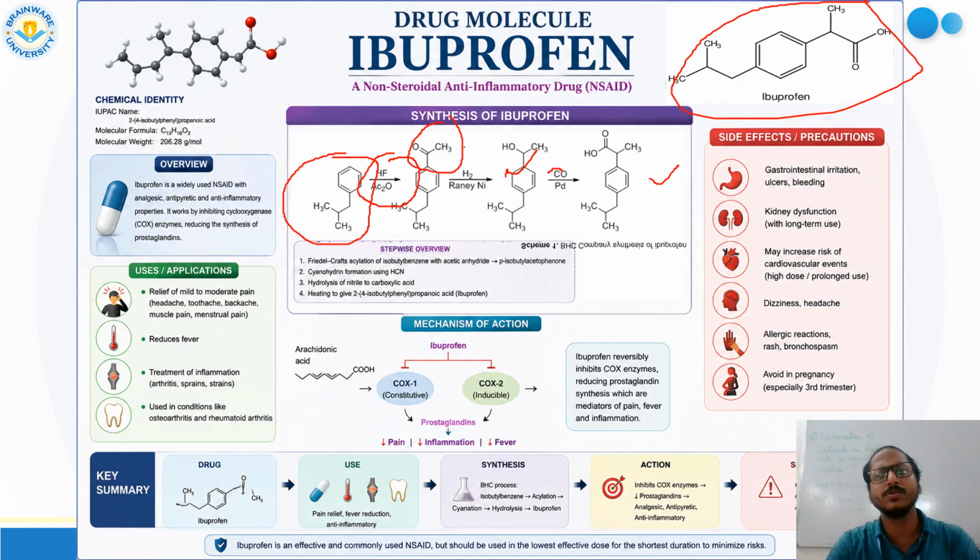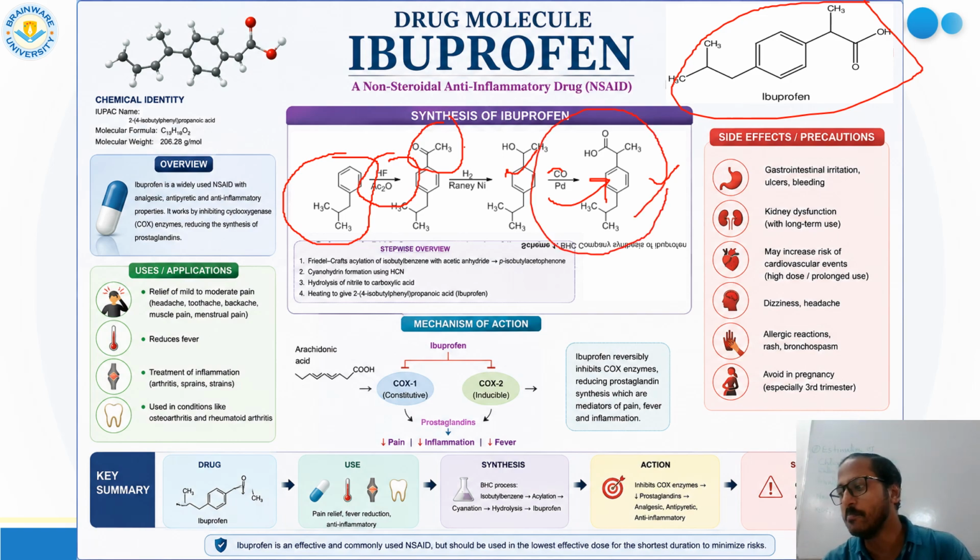This way we can also use the Grignard method, the Grignard reagent, and finally we can get this product. So what is the importance of this type of molecule? This kind of molecule is basically used as a painkiller.